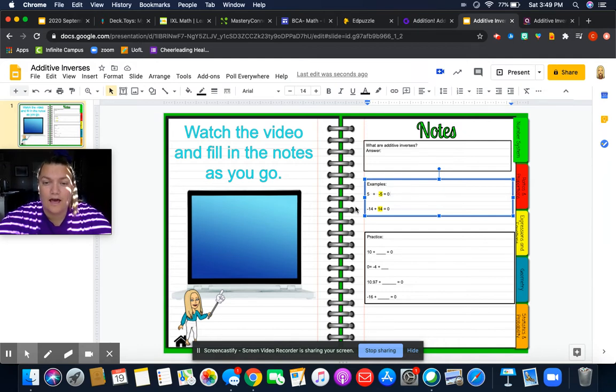And I didn't include this in your notes, but let's say that our number looked something like this. We had our blank plus 7 equals 0. So we still need that additive inverse that we're adding to a number to give us 0. Just because the order has flipped, this blank space is still our additive inverse. What are we doing to 7 in order to get to 0? Negative 7 plus 7 equals 0.